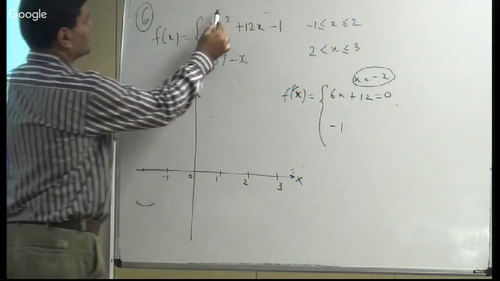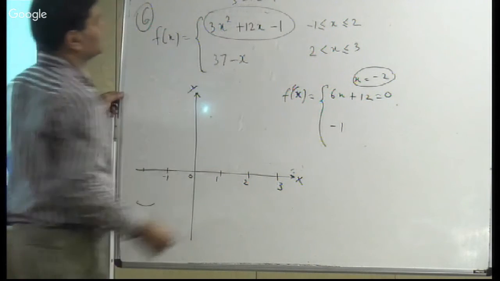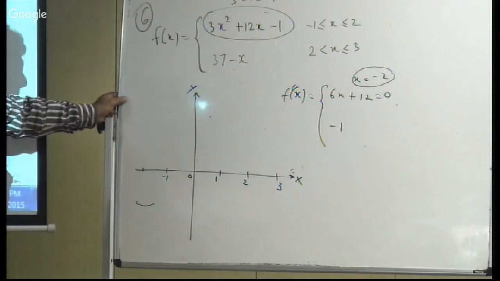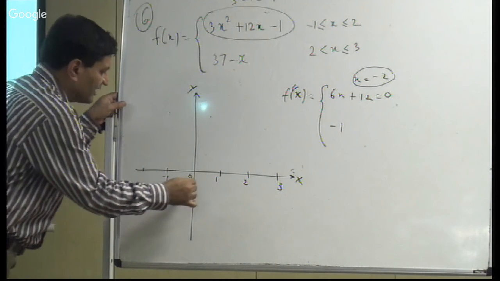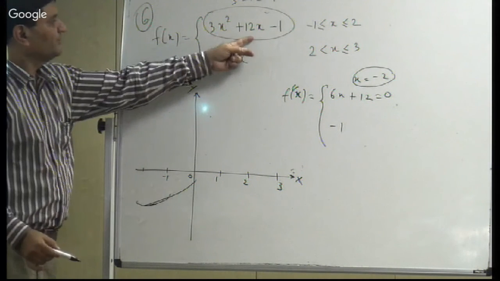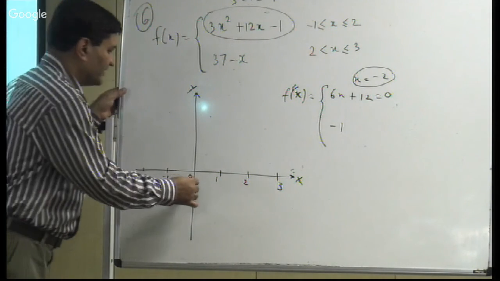If you substitute -1 here, the value will be 3 - 12 - 1. So this comes out to be how much? -10. So at -1 it will be -10. So it will go on like this. At 1, what will be the value? It will be, I think, 14. So at 1 this will be 14.